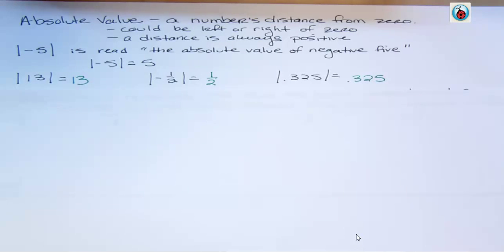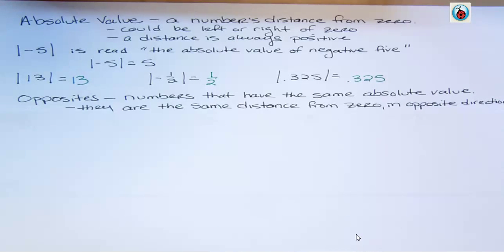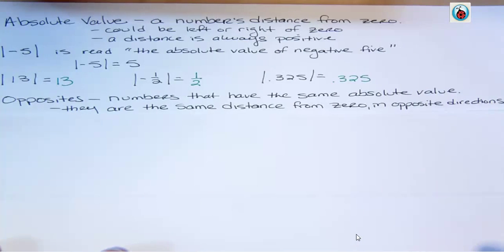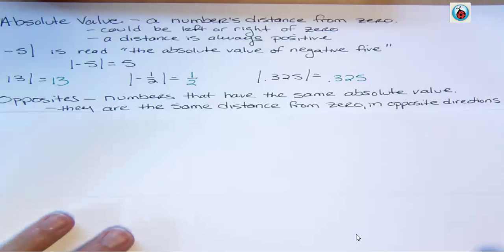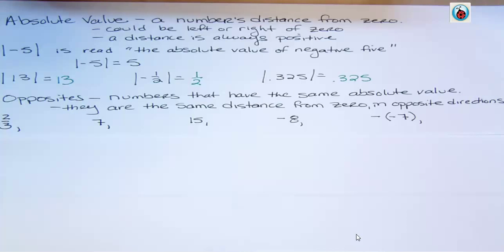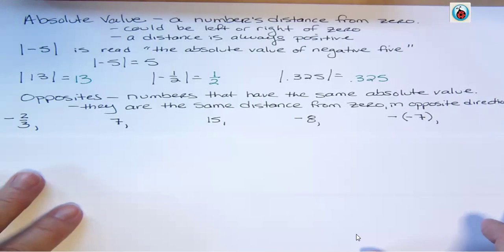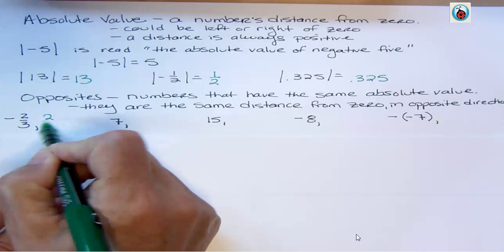The next topic is opposites. Opposites are numbers that have the same absolute value. In other words, they're the same distance from 0, but in opposite directions. We can look at pairs of opposites, like the number negative 2/3. The opposite of negative 2/3 is positive 2/3.